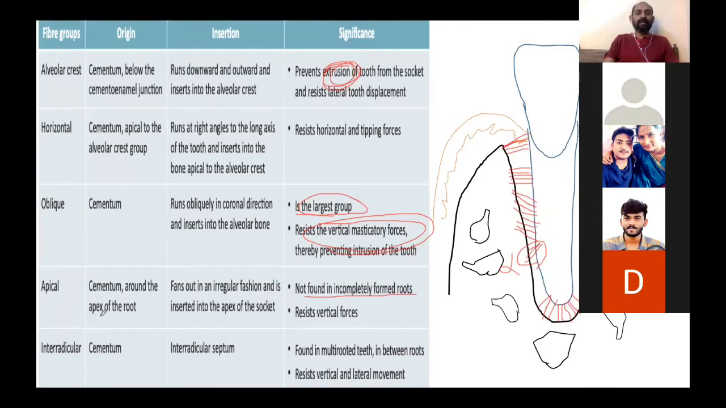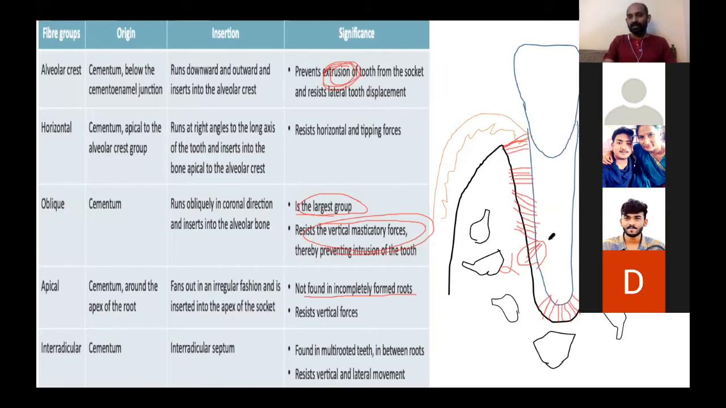Understood? And then the last group of fibers are called as interradicular fibers. So when I say interradicular, it means between two roots. So when I say between two roots, it is not present in a single rooted teeth. So it is usually present only in tooth which have multiple roots. So between the roots of individual tooth, these fibers are there. So this interradicular group of fibers are seen only in multi-rooted teeth, which means in a tooth which has got more than two roots. Only then between the roots it can be present. So those are called as interradicular group of fibers.